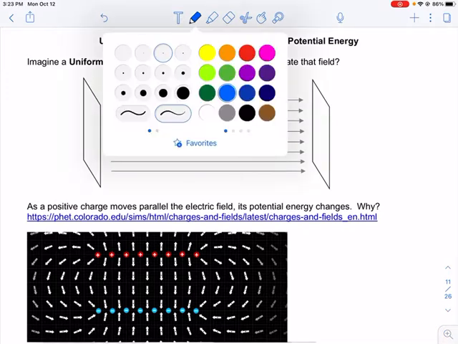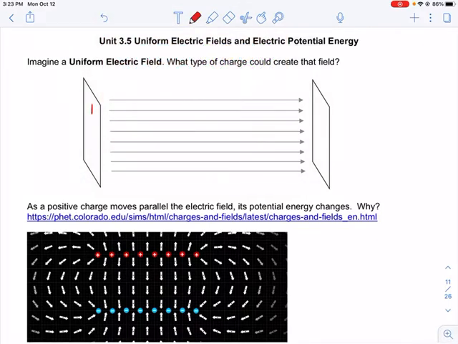So if we had two charged plates, and one plate was positively charged and one plate was negatively charged, then our electric field lines would point away from the positive and toward the negative. If I were to draw a positive test charge, it would move away from the positive and toward the negative.